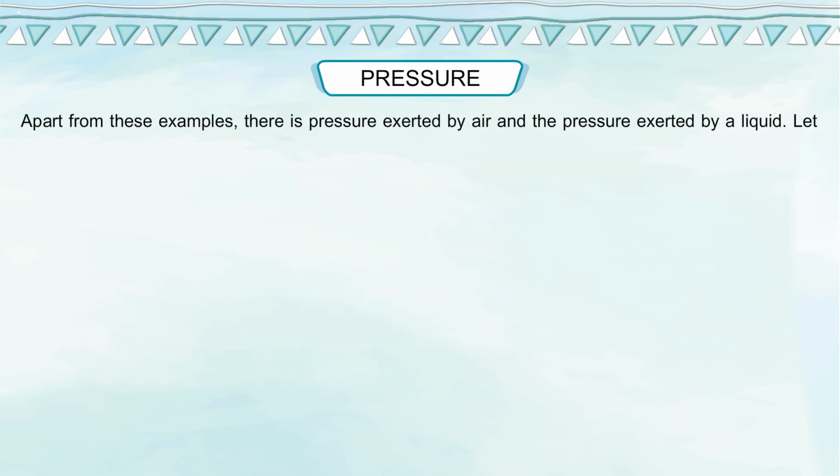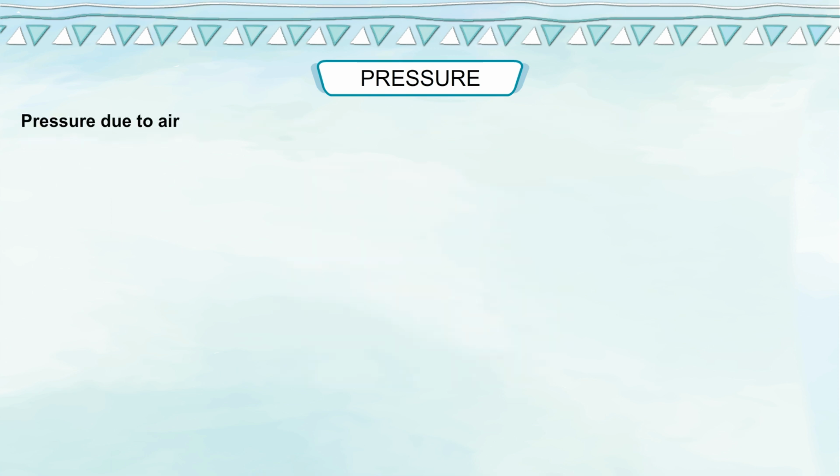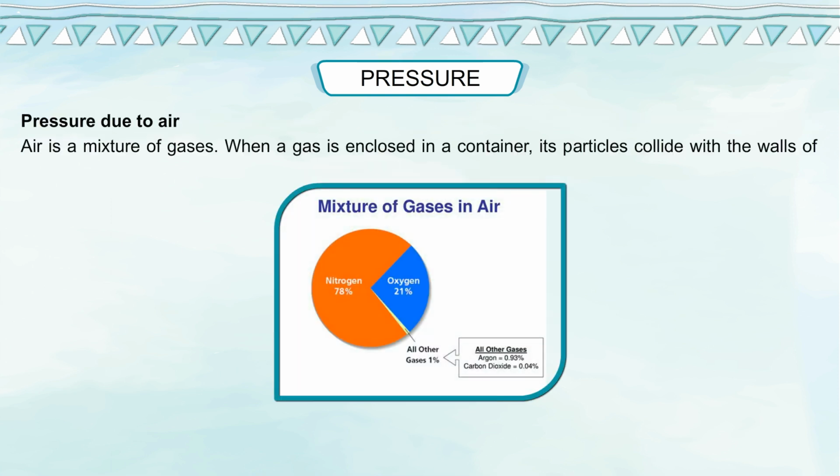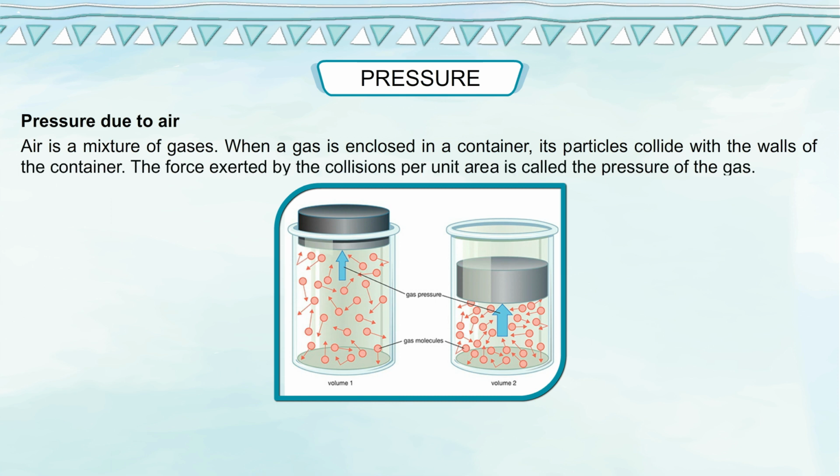Apart from these examples, there is pressure exerted by air and the pressure exerted by a liquid. Let us learn more about these. Pressure due to air. Air is a mixture of gases. When the gas is enclosed in a container, its particles collide with the walls of the container. The force exerted by the collisions per unit area is called the pressure of the gas.